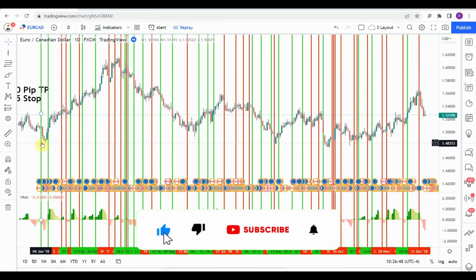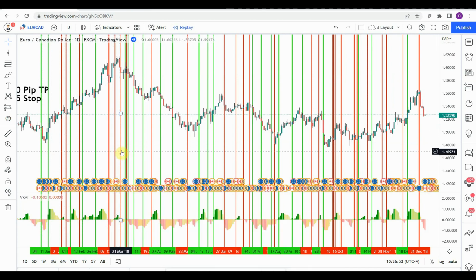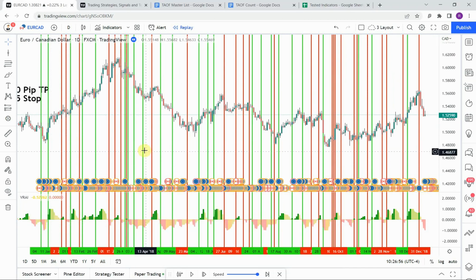So 1, 2, 3, up through 51. So 51 trades within the 1 year's time. Like I said, that is a lot of trades.